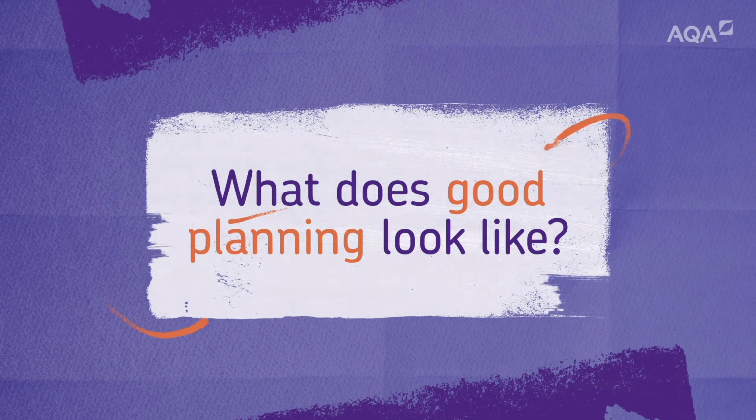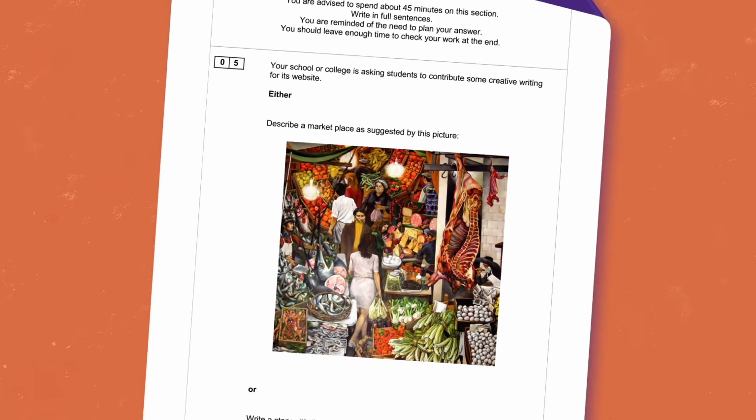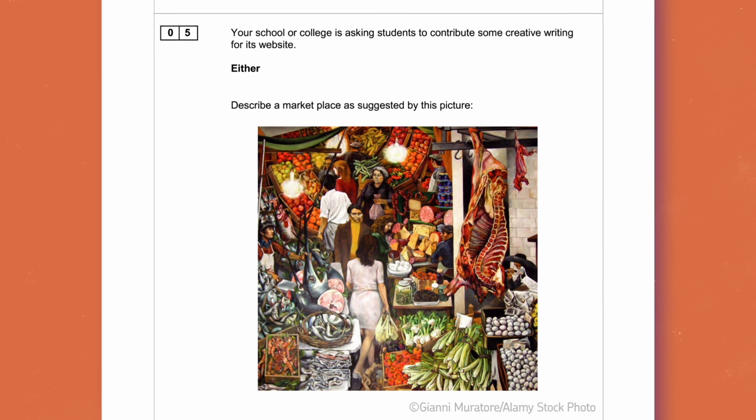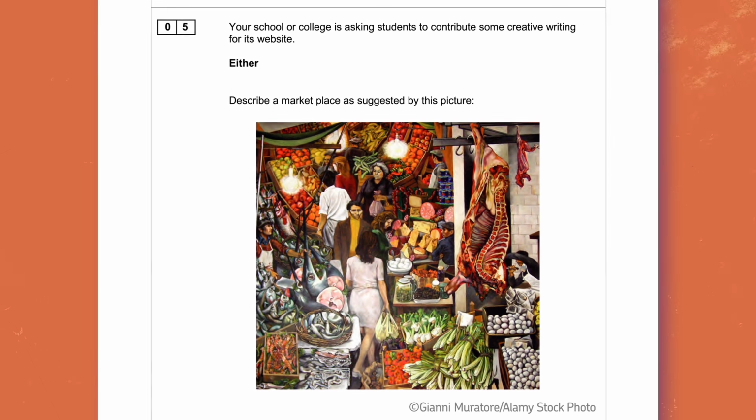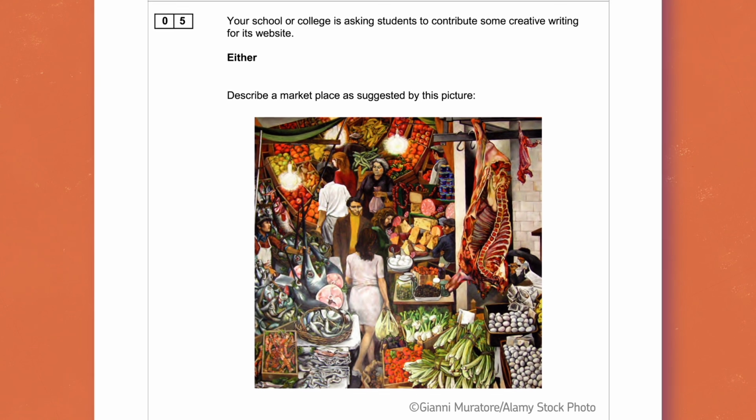It's important to plan your response. But what does good planning look like? Firstly, it's important to keep your plan as simple as possible. Focus on elements of the image which you find the most interesting. This could be one of the main parts of the image or something that the image makes you think of.